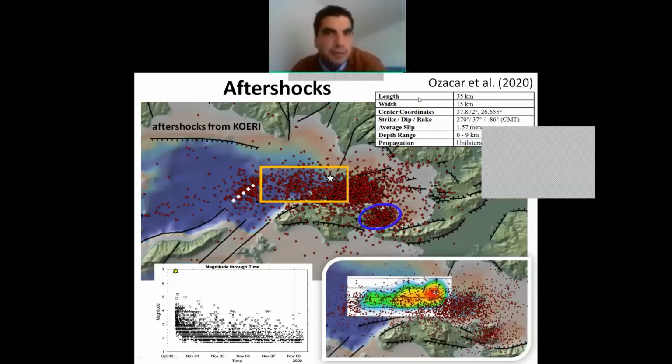It was 35 kilometers selected for the length, and the width was selected as 15 kilometers, and this was creating a rupture with a depth range of 0 to 9 kilometers with an average slip of 1.5 meters, and we use the CMT. So this is actually a simplified version. We should be careful about this.